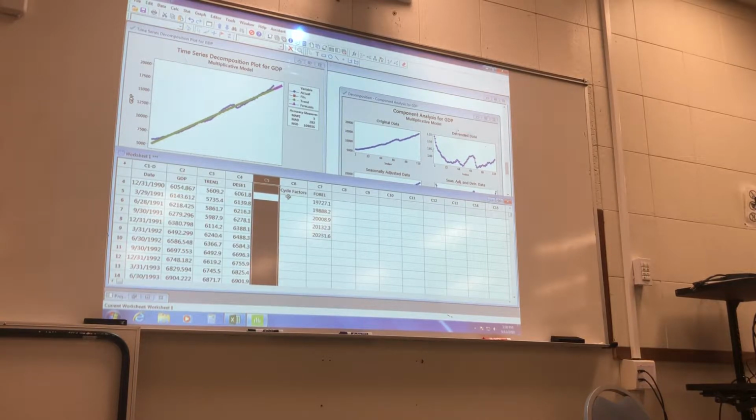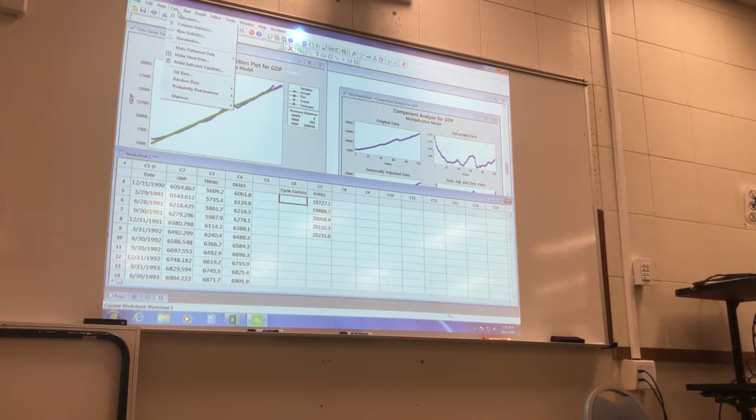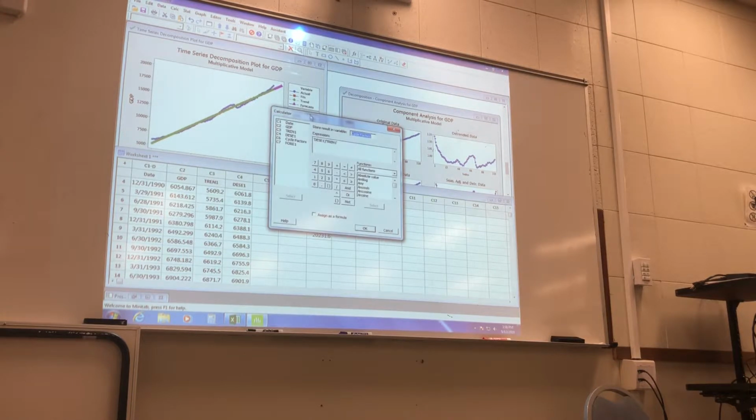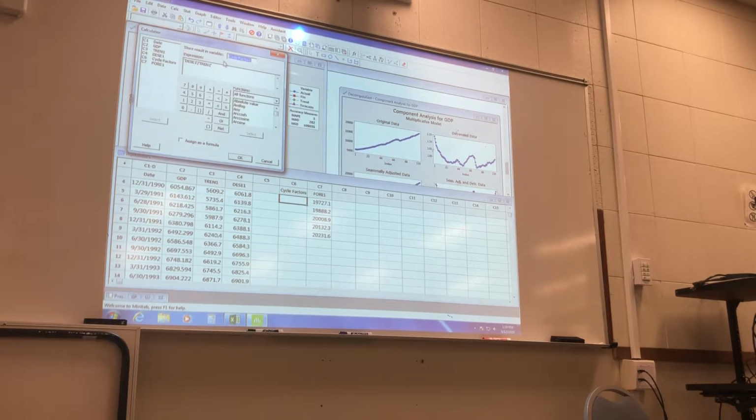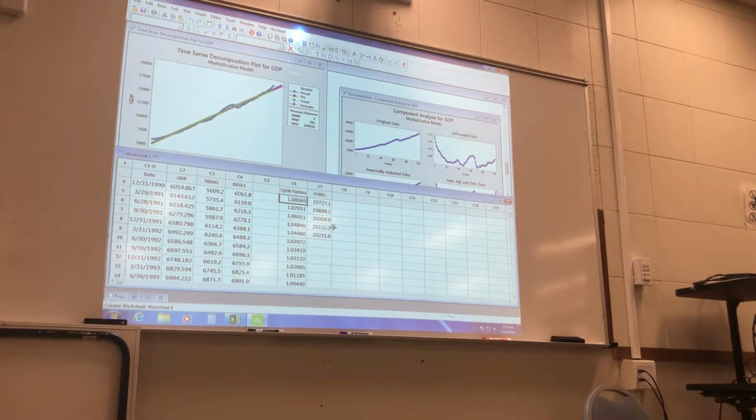Okay? All right, let's do cycle factors again. Pay attention. Go to calculator. We're going to put this in the cycle factors column, which I've already pre-labeled. You divide the deseasonalized data that's got the cycle and trend in it by the trend line, the straight trend line, and it gives you the cycle factors.